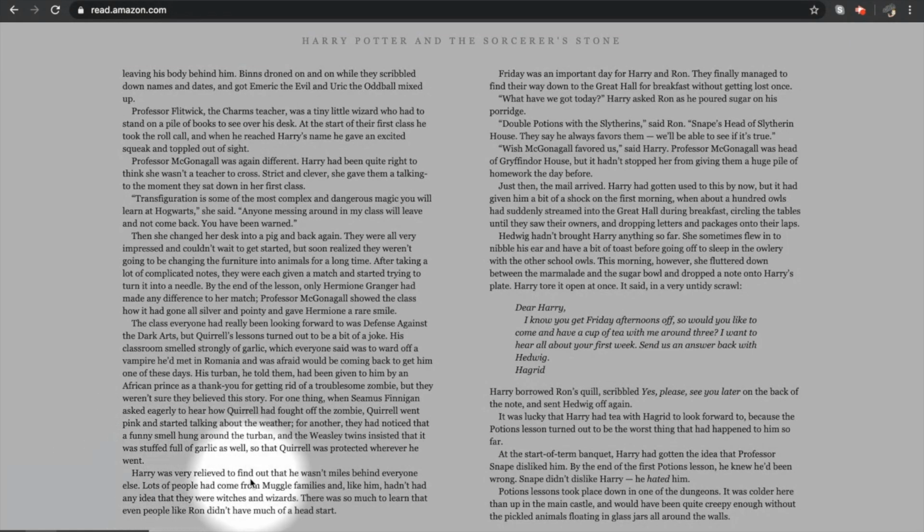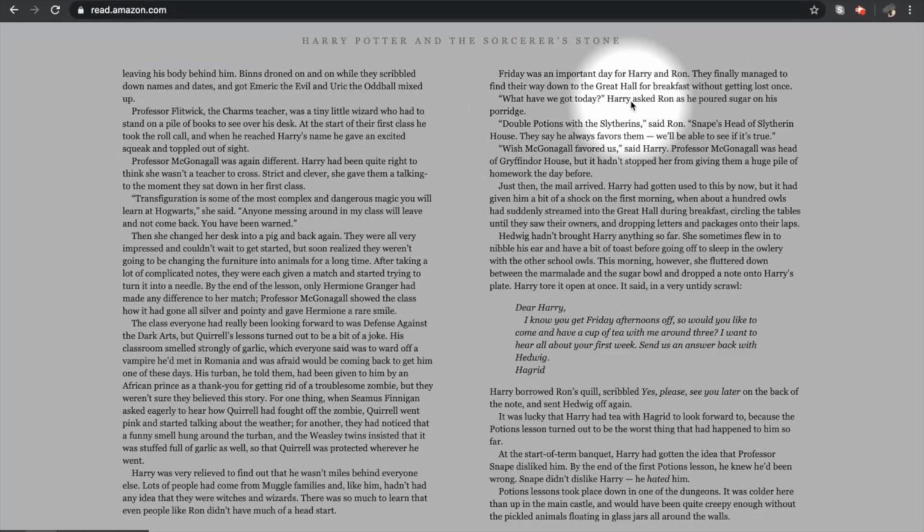Harry was relieved to find out that he wasn't miles behind everyone else. Lots of people had come from Muggle families like him and hadn't had any idea that they were witches and wizards. There was so much to learn that even people like Ron didn't have much of a head start. Friday was an important day for Harry and Ron. They finally managed to find their way down to the Great Hall for breakfast without getting lost once.